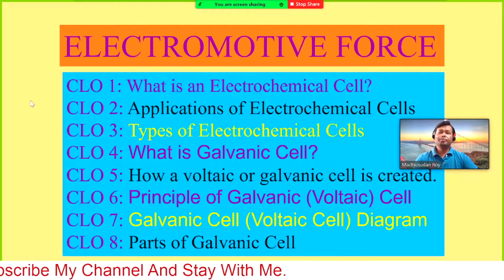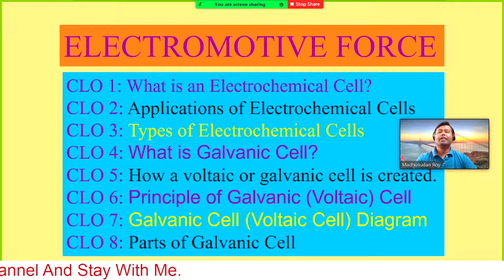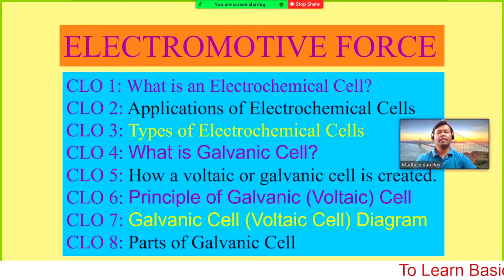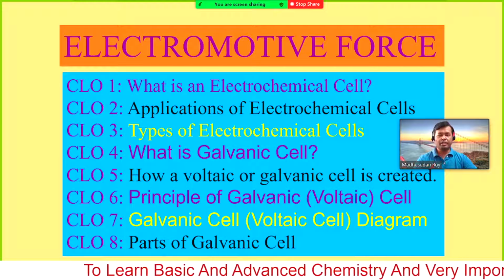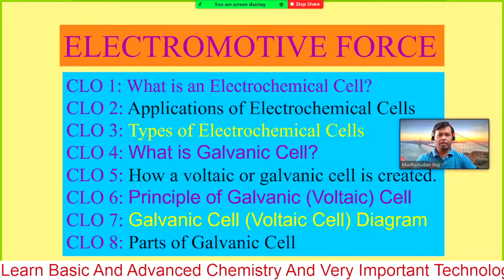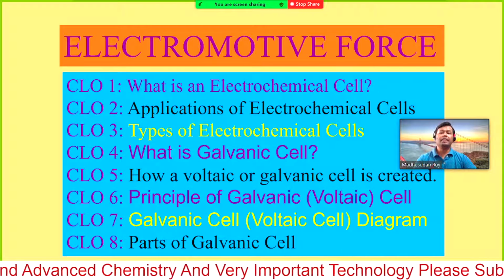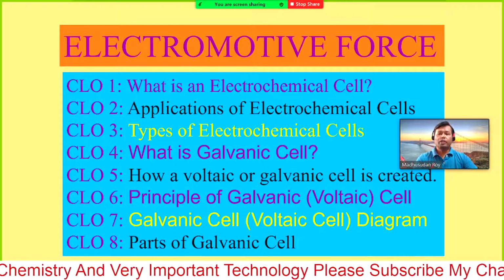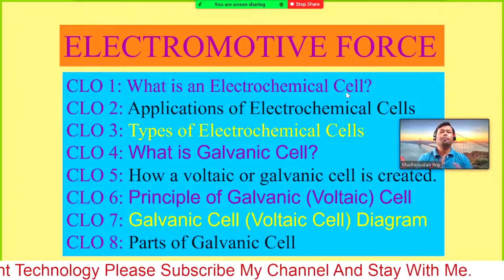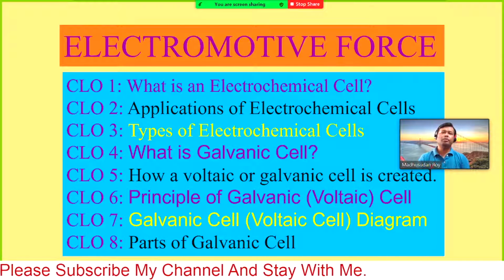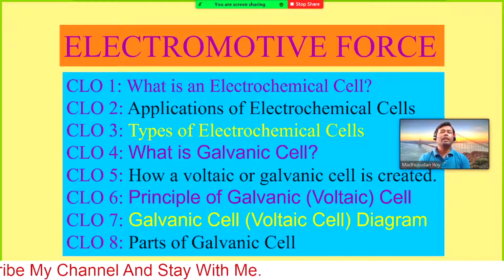Good morning to everyone. Today we are going to start another new chapter, what is known as electromotive force. Actually, we will learn different things from this chapter regarding different types of cells, especially the electrochemical cell. There are at least two different types of electrochemical cells, electrolytic and galvanic. So, what we are going to learn today is what an electrochemical cell is, because the main topic of this chapter is electromotive force, which is directly related to the electrochemical cell.